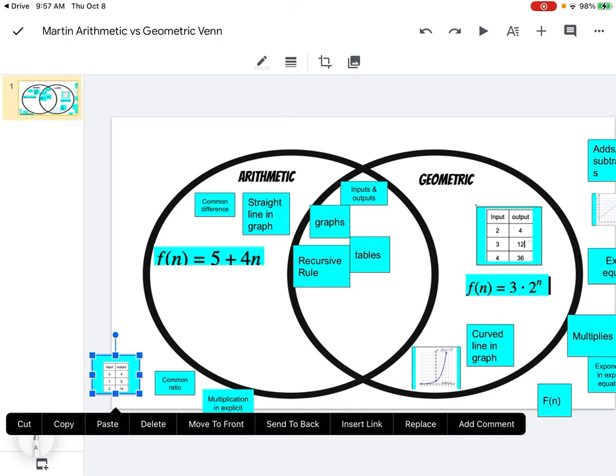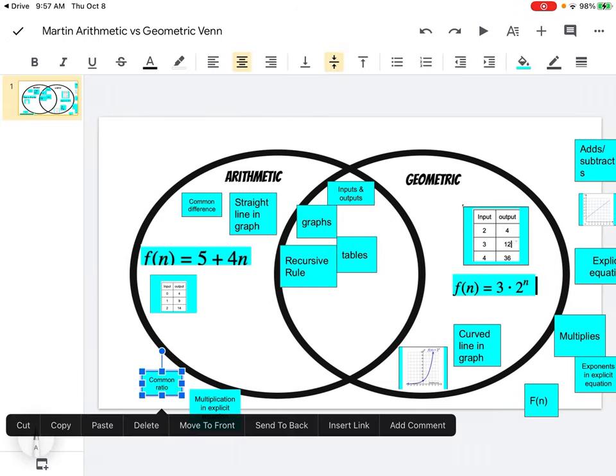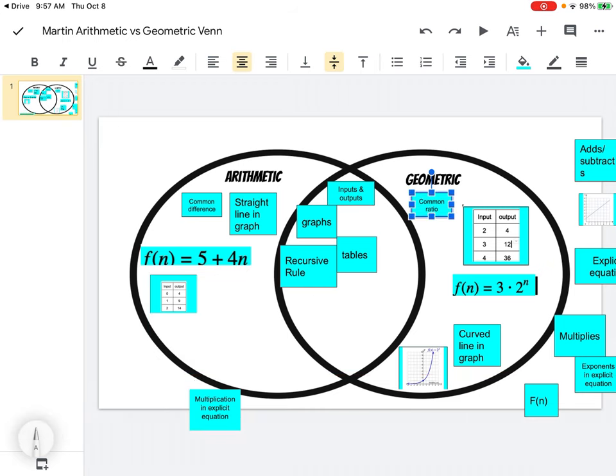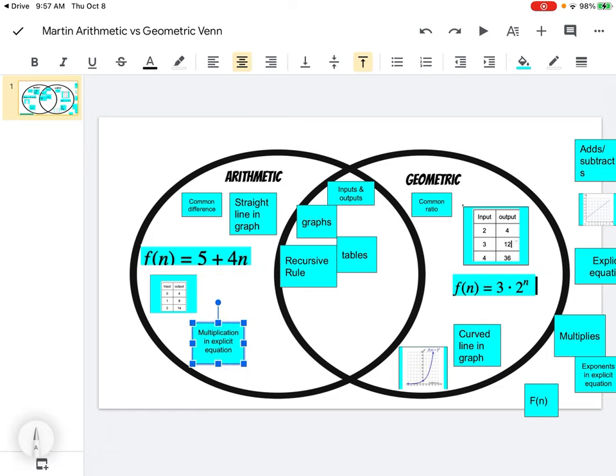This table is increasing by 5 each time, adding 5, arithmetic. A common ratio, that's geometric. Multiplication in an explicit equation is arithmetic. F of n can go in both.